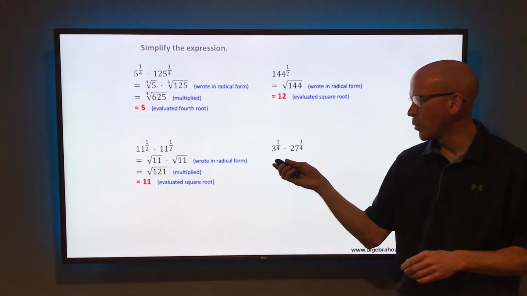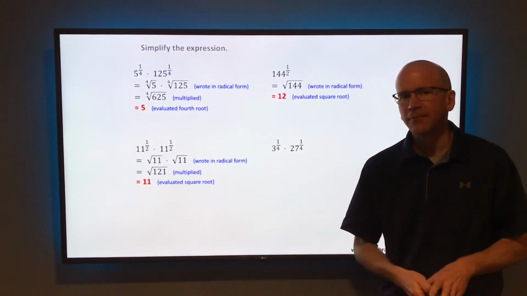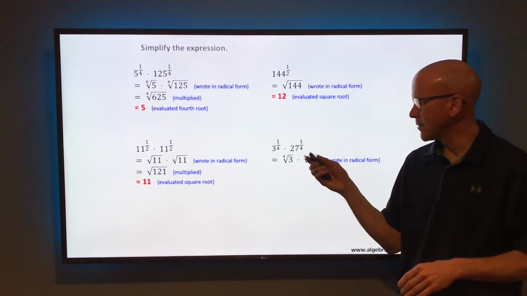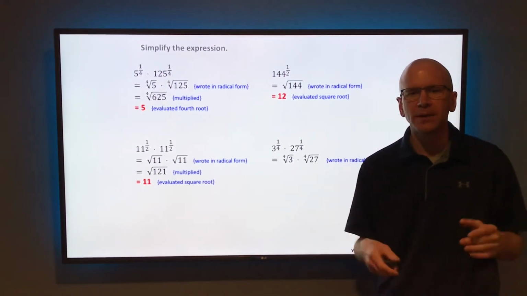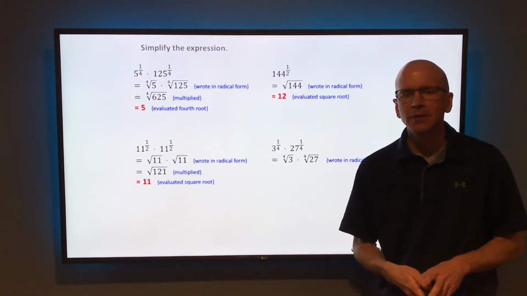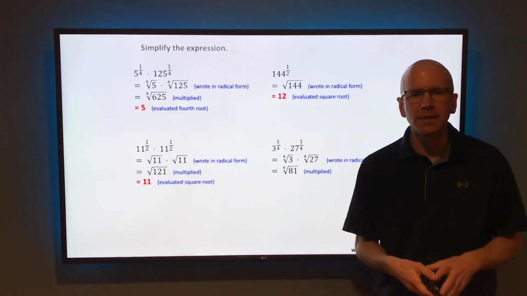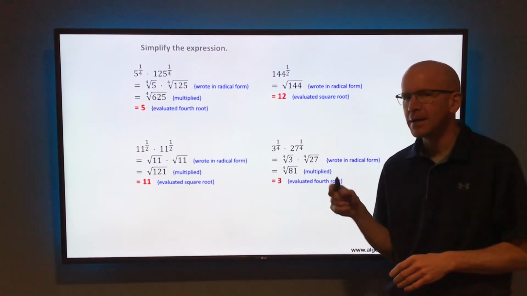Finally, if you have 3 to the 1/4 times 27 to the 1/4, well, 3 to the 1/4, that's the 4th root of 3, and 27 to the 1/4, that's the 4th root of 27. So you're multiplying the 4th root of 3 by the 4th root of 27. That's going to be the 4th root of 81. So what number do you multiply by itself 4 times to get 81? That is going to be 3.